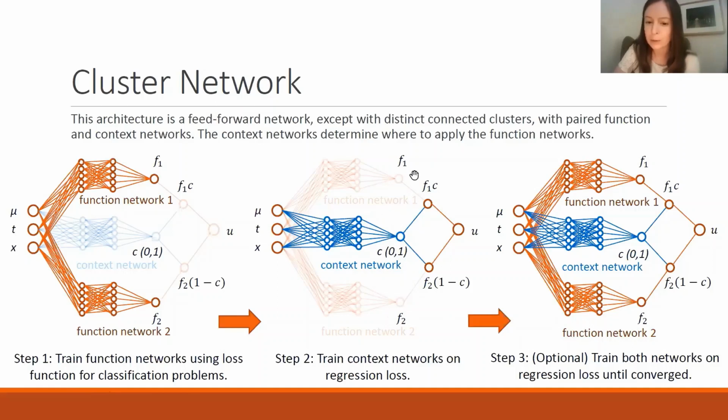So where do I break up? When does F1 apply and when does F2 apply? And then in the end, you could optionally have a step 3 where you iterate back and forth between the 2 to get something that's more smoothed out.